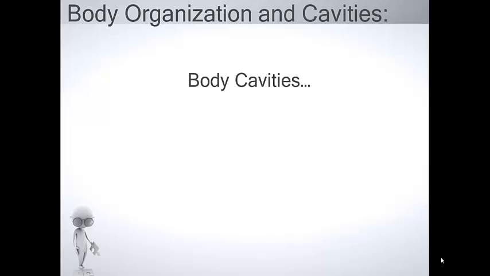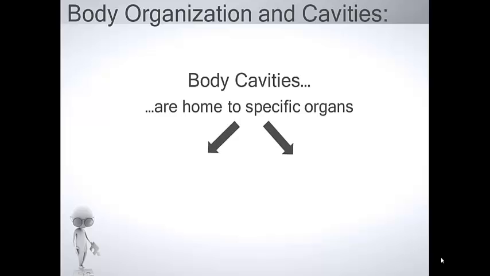Internally, the body is divided into large spaces. We call these spaces cavities, and within the cavities live our organs. There are two main cavities in the body, and they are the ventral and dorsal cavity. Because you already know what ventral and dorsal mean, you should be able to tell me what I would find in the ventral cavity versus the dorsal cavity, right? The dorsal cavity is toward the top and back and contains the brain and spinal cord. It is relatively small when compared to the ventral cavity.